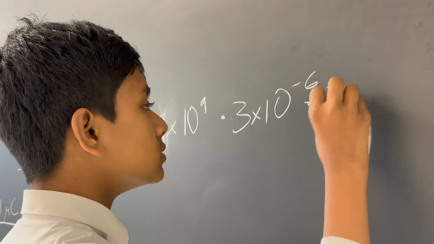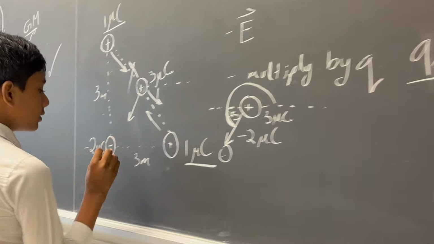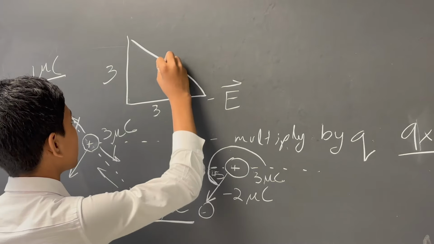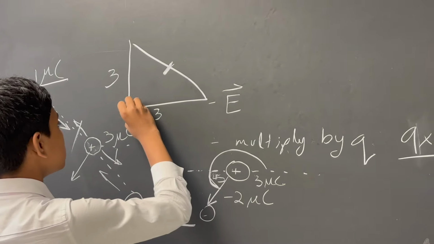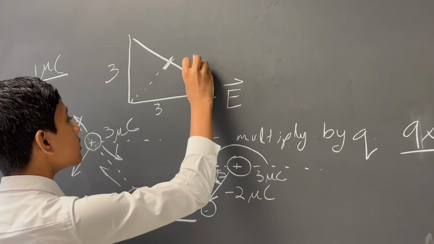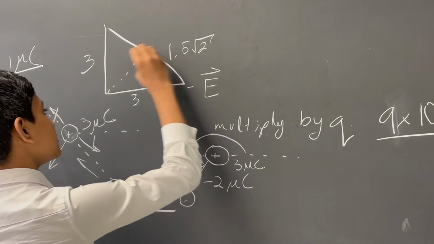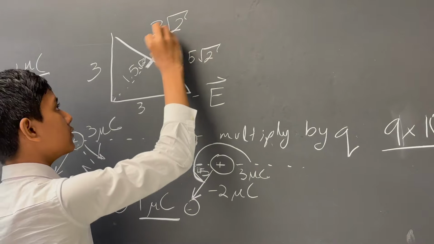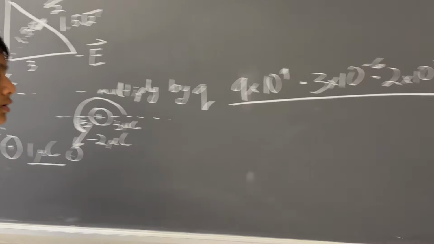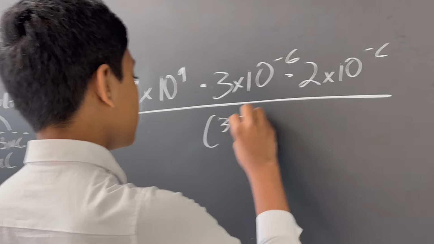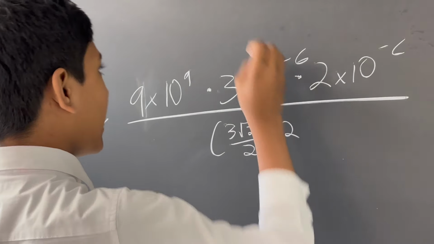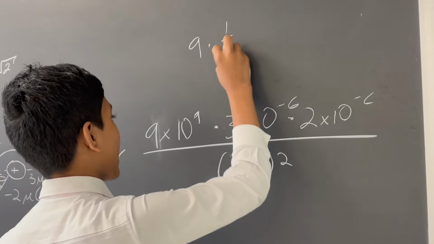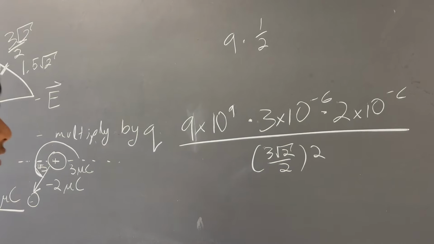Divided by r squared. So what's the distance between them? Well, now we have to do a little bit of geometry. 3 by 3. Got the midpoint over here. So what's this? Well, this is 1.5 root 2. So this also has to be 1.5 root 2, or 3 root 2 over 2, if you choose to write it that way. So we've got 3 root 2 over 2 squared. How do we write that? Well, that's just 3 squared, which is 9, times root 2 over 2 squared, which is 1/2. So we've just got 9 over 2 on the bottom there.